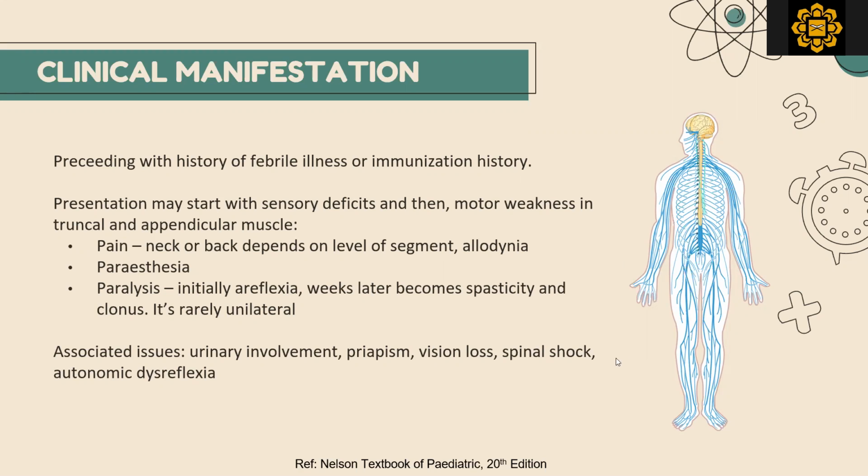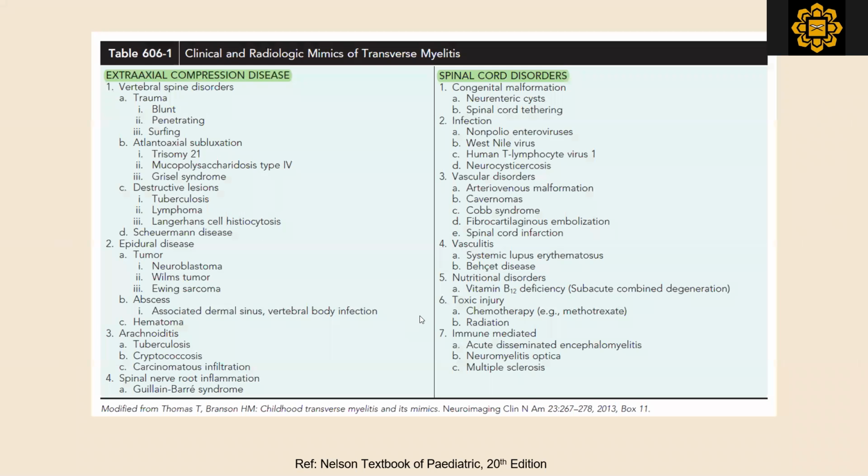Associated issues are that we need to anticipate urinary involvement, priapism, and vision loss, if there is any associated ophthalmic involvement like optic neuritis. Sometimes patients have spinal shock and also autonomic dysreflexia. So these are the differentials. I think you can read this later.